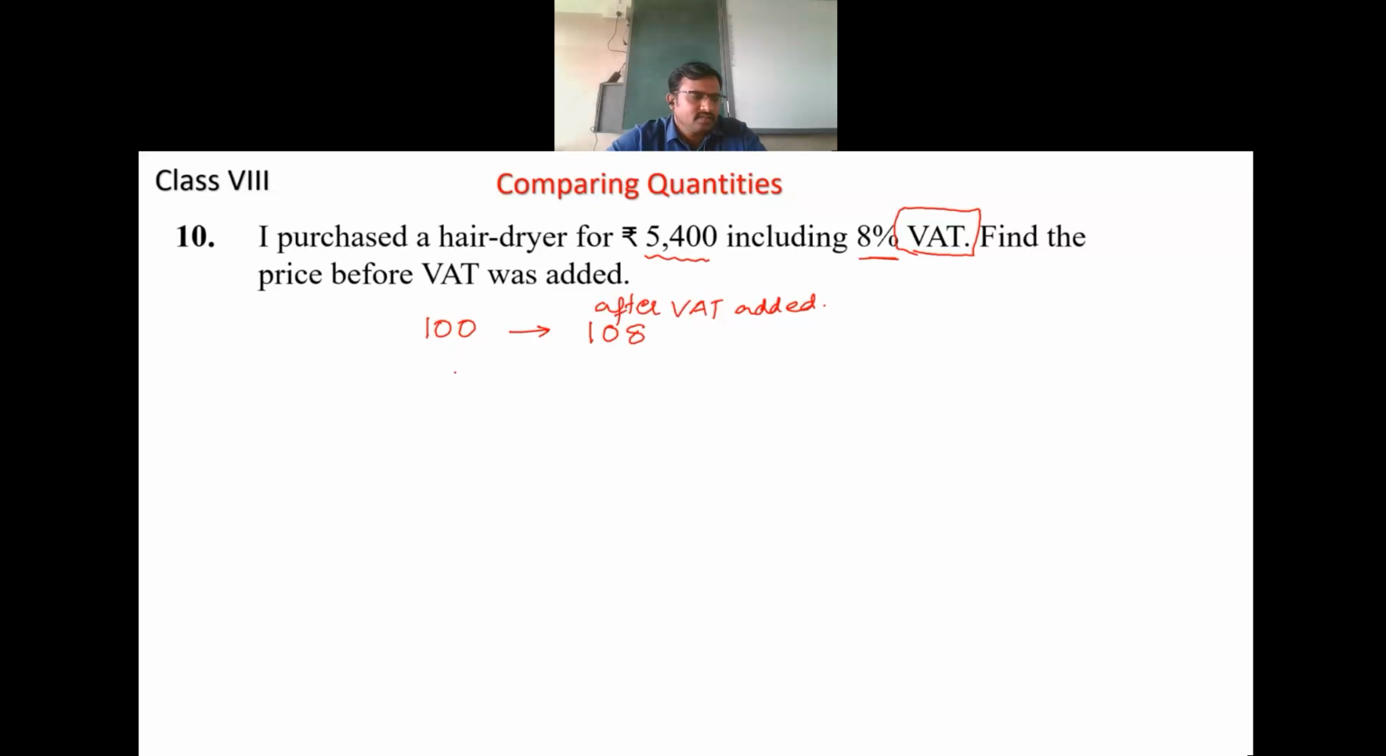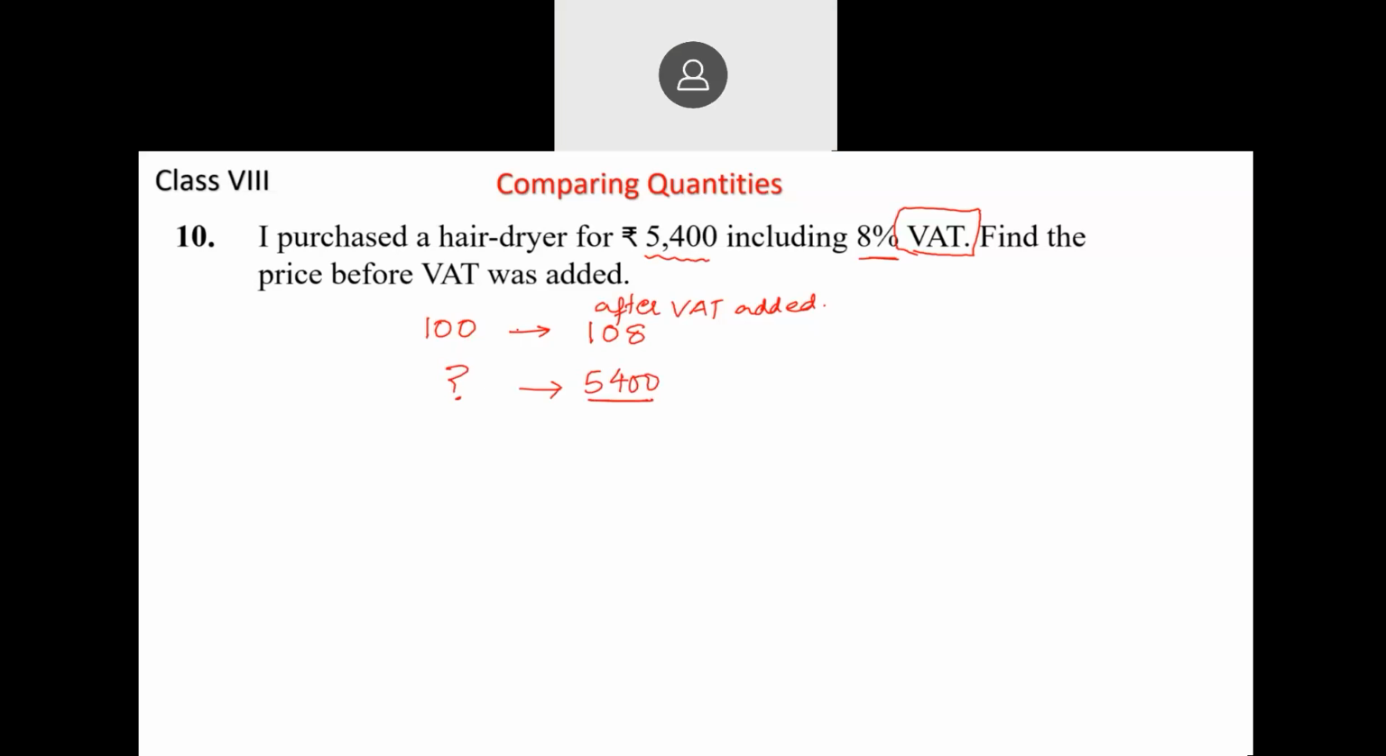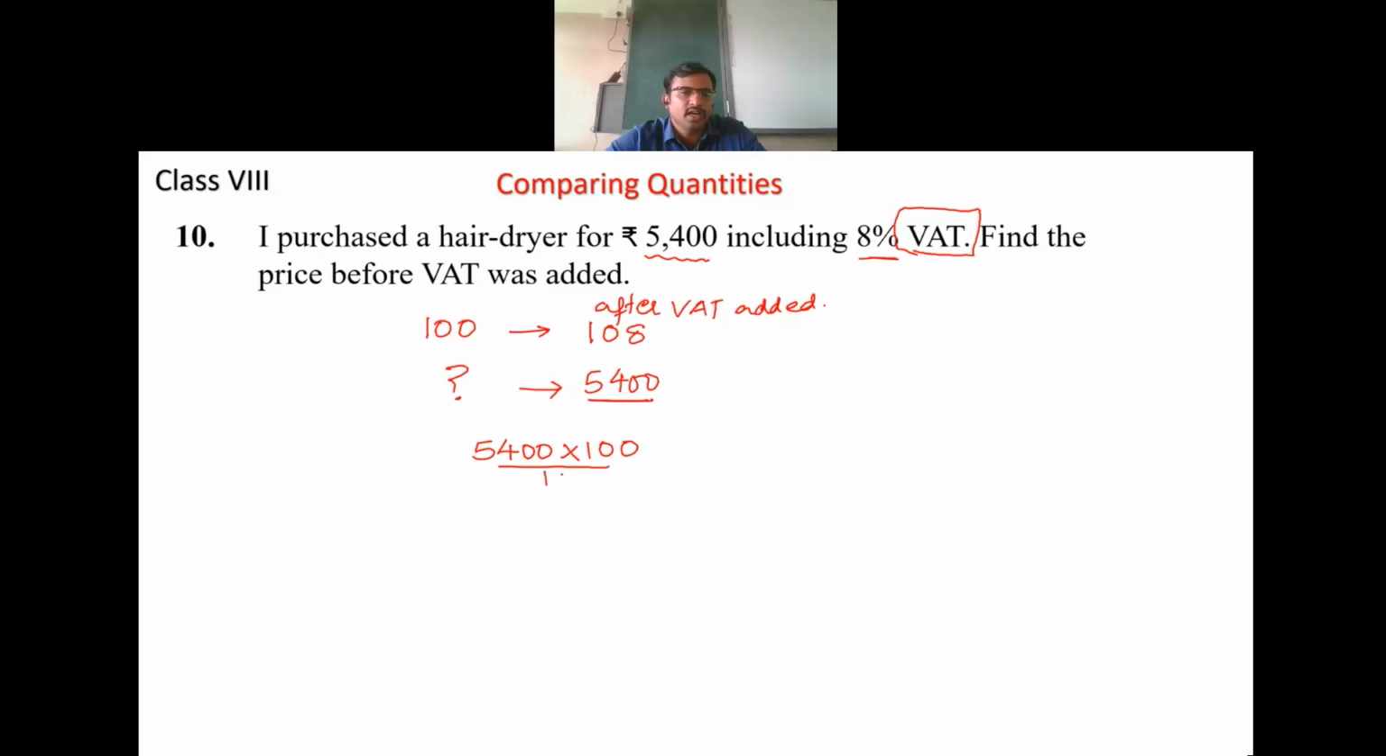So if you want to find the price, 5400 rupees is the price after value added tax. To find the price before, it is like cross multiplication. How do we do this? We can take the original price as x. x by 5,400 is 100 by 108. If you do this, we get the question mark. So it is something like this, cross multiplication.